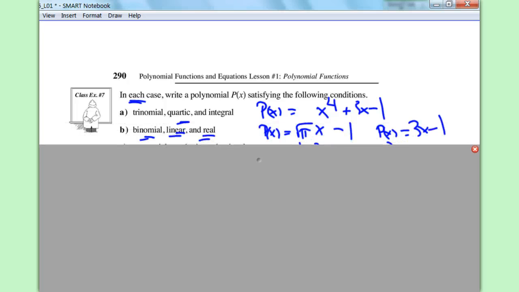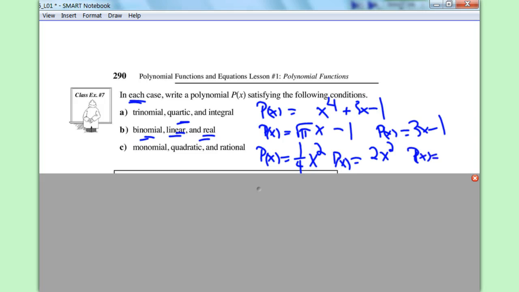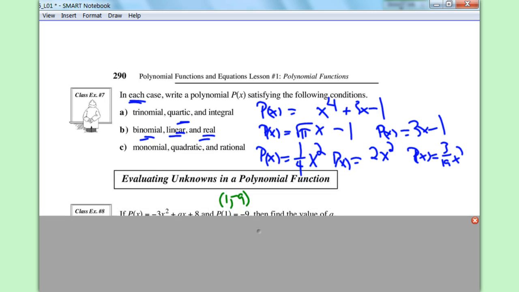Can you write one that's binomial, linear, and real? Oh, I got a good one. Pi x minus 1, or even 3x minus 1. It is real. It doesn't have to be crazy. And then it's monomial. It's quadratic and it's rational. So technically 2x squared is rational too, but I mean, you might want to have p of x is equal to 3 over 19x squared. So there could be lots of different things it could be.